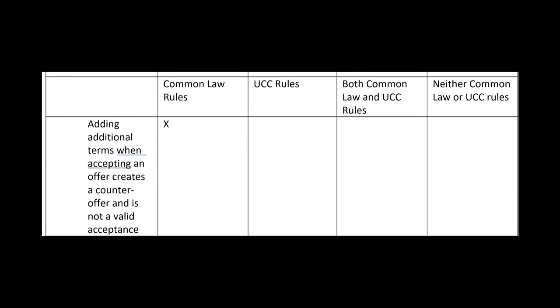So let's read it again. Adding additional terms when accepting an offer creates a counteroffer and is not a valid acceptance. That's not true for the UCC. Because under the UCC, if I offer you 100 cases of Snapple for $10 a case and you add additional terms like 2/10 net 30, you want to take 2% off if you pay within 10 days, that becomes part of the contract. Why? Because that's how merchants deal with each other when they sell goods. So the correct answer on the exam is that under the UCC, additional terms become part of the contract. But under the common law, you can't add additional terms or it's a counteroffer.